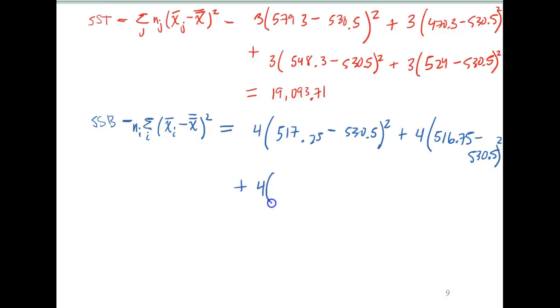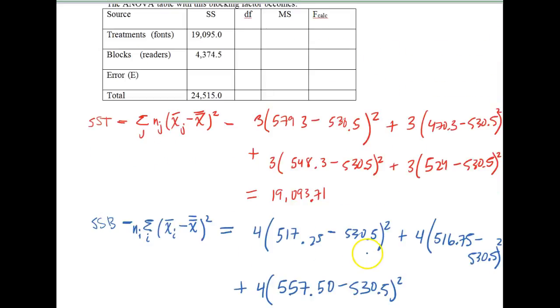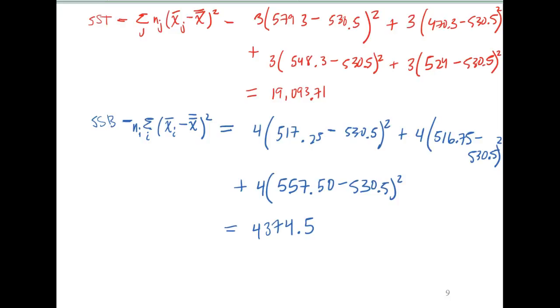We have 4 data points for reader 3, and we have 557.5 minus 530.5 squared. And that all is going to shake out in my calculation to be 4,374.5. Okay, and how close is that? That's exactly what they got, so that's good.